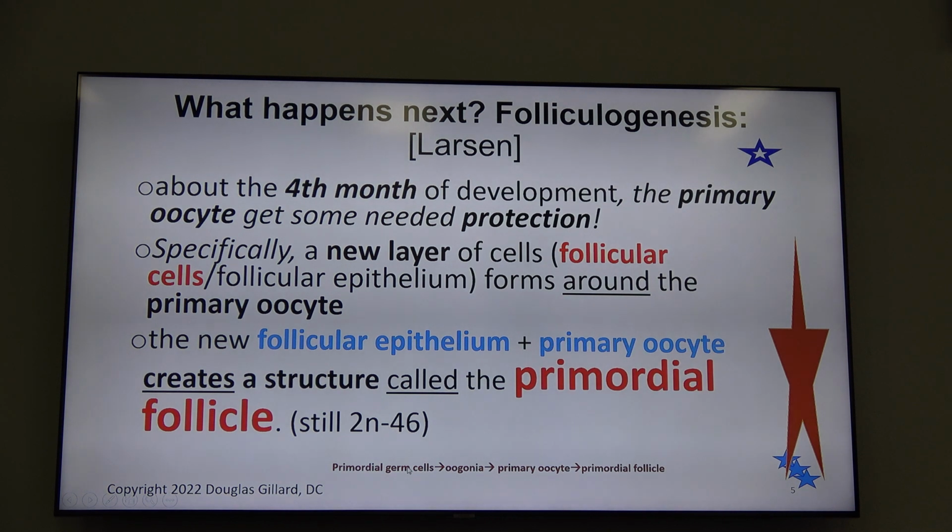So primordial germ cells, we went to oogonia. Oogonia matured enough to become a primary oocyte. The oocyte went through meiosis, got stuck in prophase 1, but at least it got a wall around it, so now it's the primordial follicle. The primordial follicle is made up of the primary oocyte plus the follicular epithelium wall around it. So make some note cards, get that down.